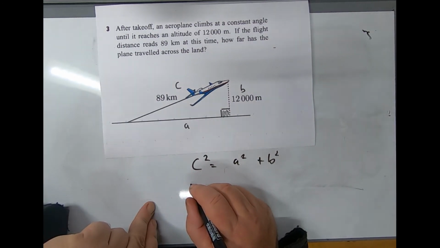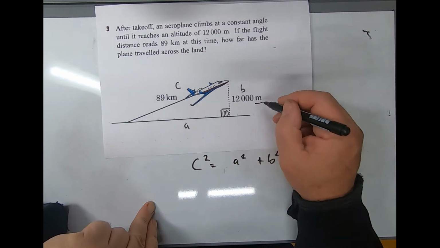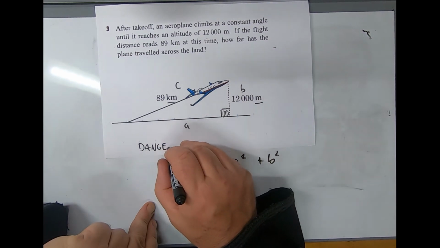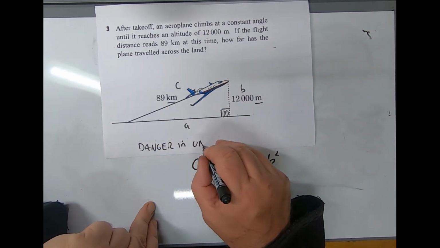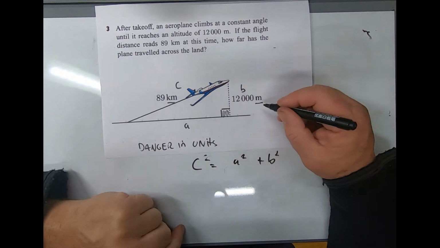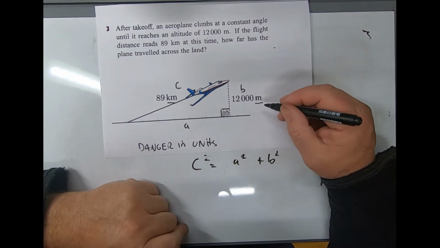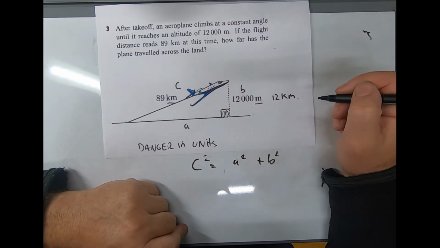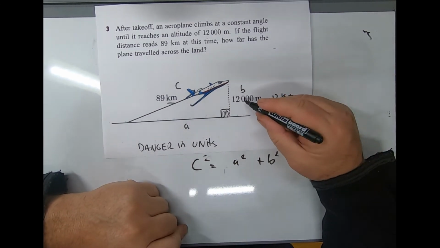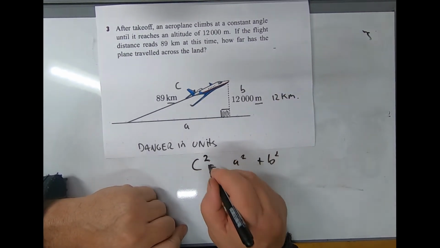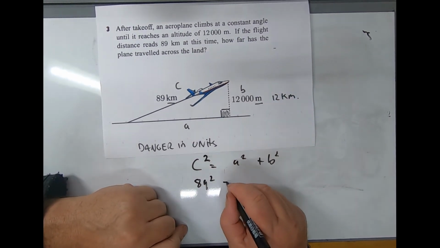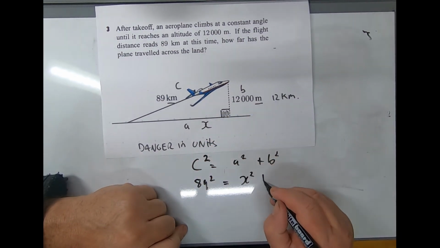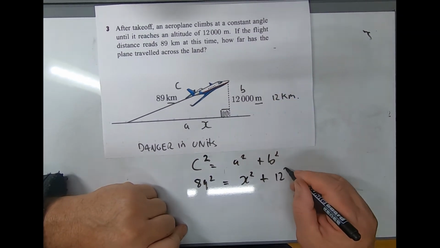Oh, I've just spotted something. Danger in the units. So let's put them all to kilometres. So 1,200 metres is 1.2 kilometres. 1 kilometre is 1,000 metres. So this means that now I've got 89 squared equals, let's put an X for what I'm looking for to show people what I'm looking for, plus 12 squared.